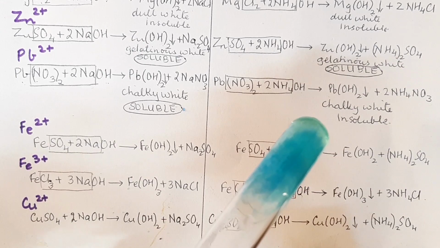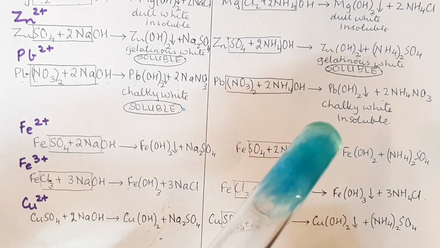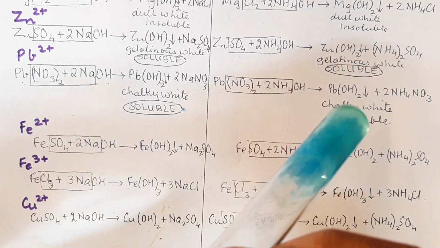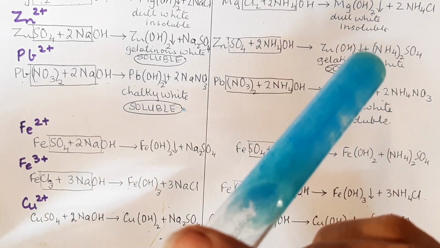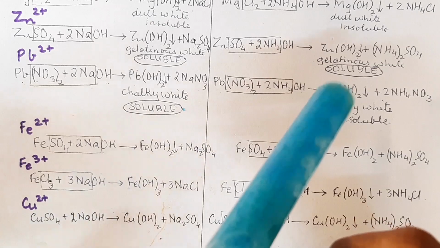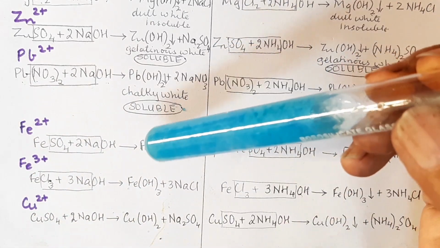Can you see pale blue precipitate of copper hydroxide is formed? And I'm adding excess of NaOH, and you will see that it is insoluble in excess. Can you see that?